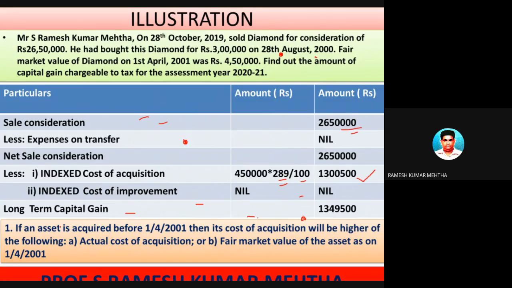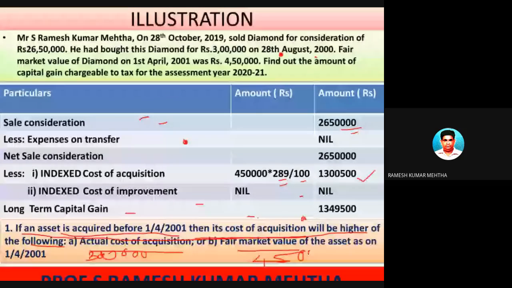And the most important note of the problem is, if any asset is acquired before 1/4/2001, then the cost of acquisition will be the higher of cost of acquisition or fair market value on 1/4/2001. So the cost of acquisition was 3 lakh rupees, and the fair market value in this particular problem is 4.5 lakh rupees. Among them, whichever is higher is 4.5 lakh rupees. That is the cost of acquisition. So this is the second time I have repeated the answer to the problem. Hope you have understood it.